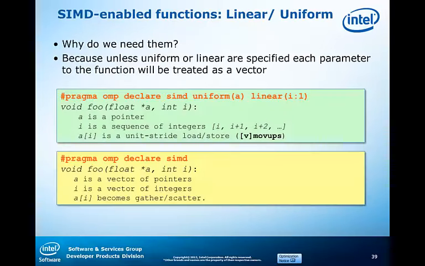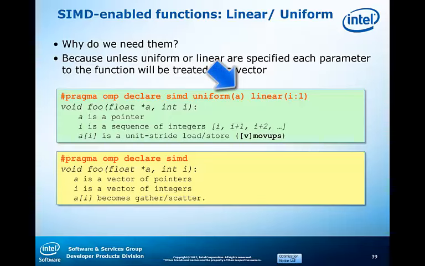Why do we need the uniform and linear modifier clauses? Because unless modifiers, such as uniform or linear, are specified, each parameter to the function will be treated as a vector. This can be very wasteful in that the entire vector must be passed as an argument, sometimes needlessly. Study the example in the green box.